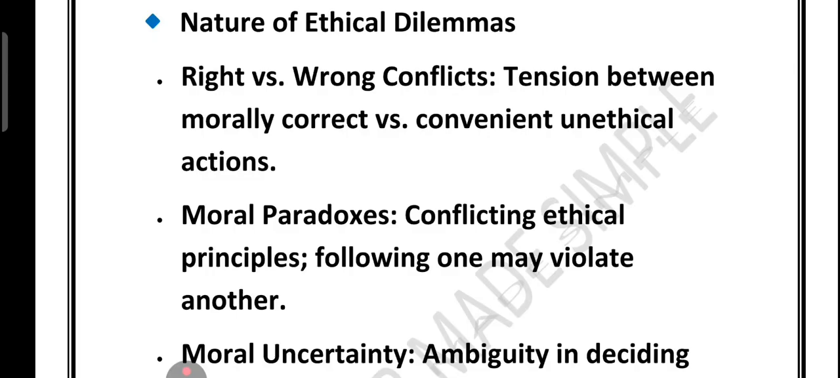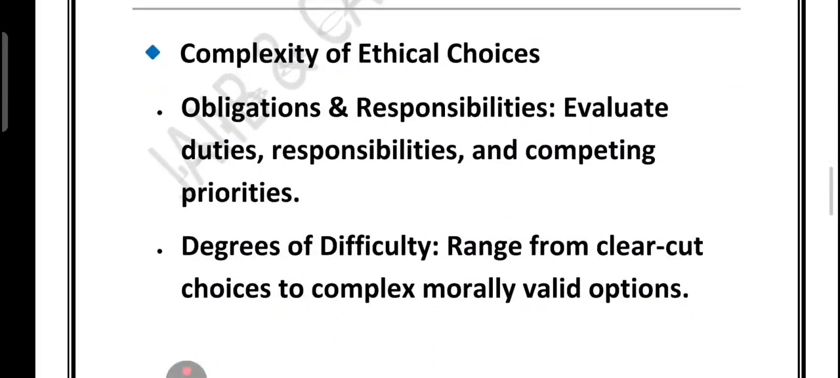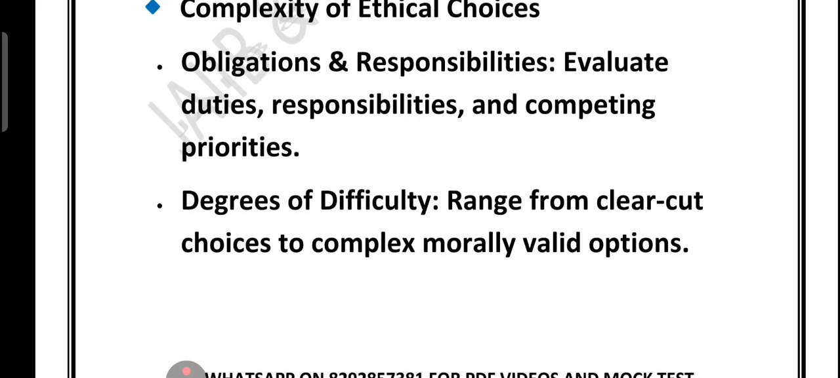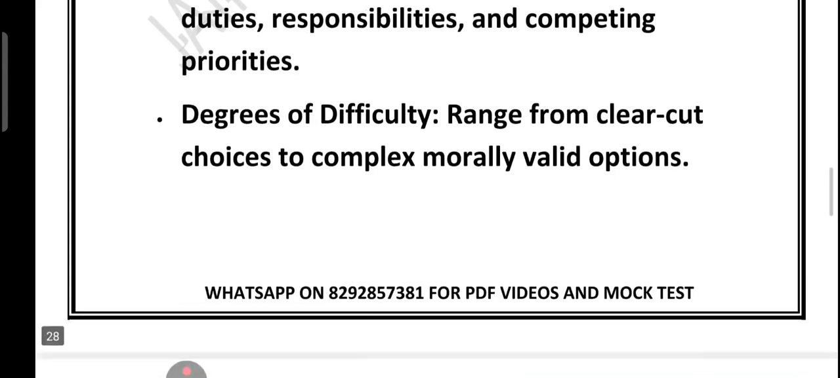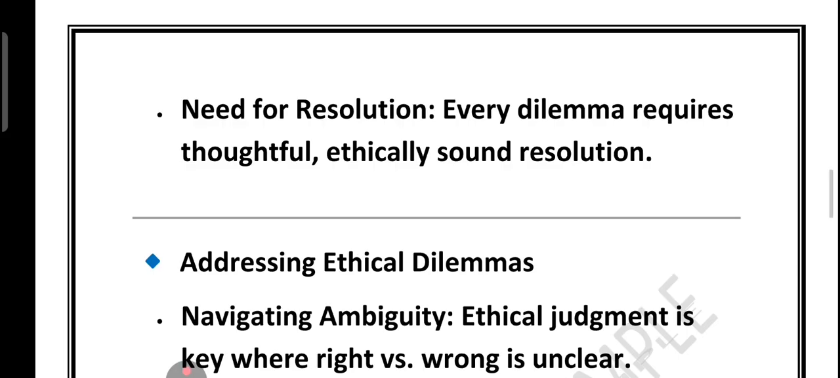These dilemmas arise when there is a conflict between what is morally right and what is convenient or beneficial. Sometimes following one ethical principle may violate another, creating a moral paradox. And often there is an uncertainty about what the right course of action really is. Then comes complexities of ethical choices. Every decision involves evaluating obligations, responsibilities and competing priorities. Some dilemmas are straightforward, clear-cut right versus wrong choices. Others are very complex, right? When two or more morally valid options exist, each with pros and cons. Regardless, every dilemma requires careful and ethically sound resolution.